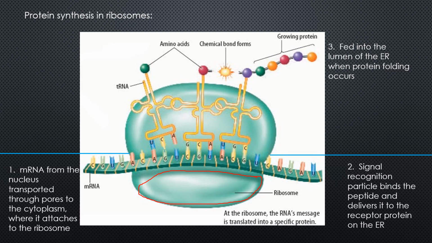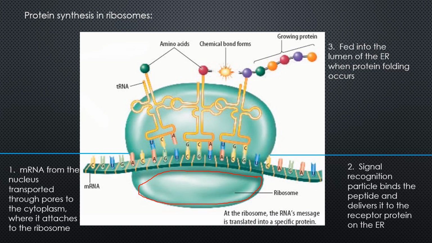Let's start at the beginning of the process. Messenger RNA from the nucleus is transported through the nuclear pores into the cytoplasm. On that mRNA is all the information that the ribosome needs to create a growing protein. In the cytoplasm, the ribosome attaches to the mRNA and begins the process. But that process is halted temporarily by another protein, called the signal recognition particle.